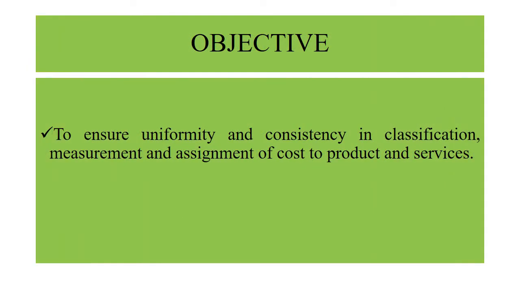The main objective of Cost Accounting Standard is to ensure uniformity and consistency in the measurement and assignment of cost. That is, to ensure that the classification of the cost and its measurement and the assigning and allocation of the cost is in more or less the same manner or in the same way.